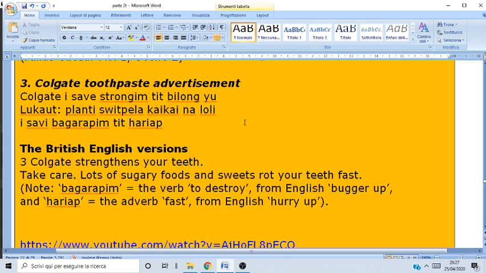And last one. Colgate advertisement. Okay. Colgate strengthens your teeth. And it's this part over here. Take care. Look out. Okay, we can recognize this form here. Lots of sugary foods and sweets rot your teeth fast. Okay? Teeth. Look at how teeth was simplified.